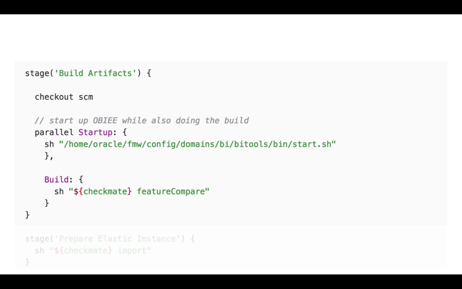So at the end of this stage, we have OBIEE up and running. We also have our prior version of OBI content, both the repository and the catalog. We have our most recent or current content that we built by checking out Git. And then we also have the incremental patches for both the repository and the catalog that represent the delta between those two versions. So we're in a really good spot at this point in the pipeline to be able to regression test thoroughly our most recent build of OBI.